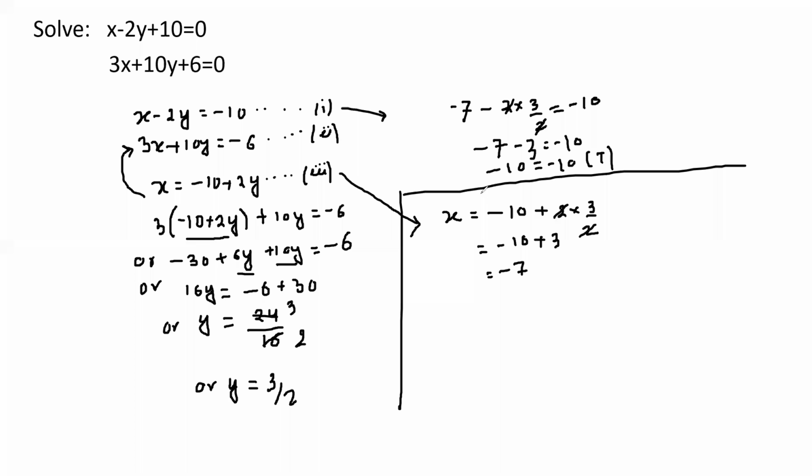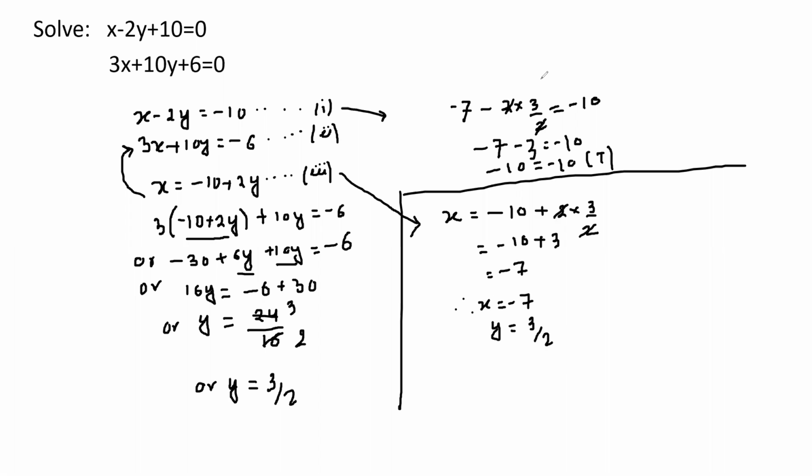Okay, now here we solve the equation by using the substitution method. So here we can find the value of x is equal to minus 7 and the value of y is equal to 3 by 2. So this is called the substitution method. Okay, let me explain the same equation.